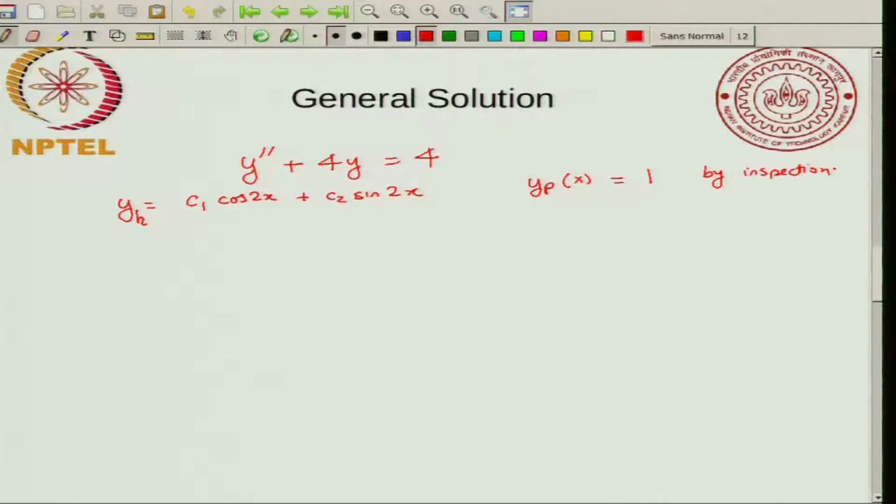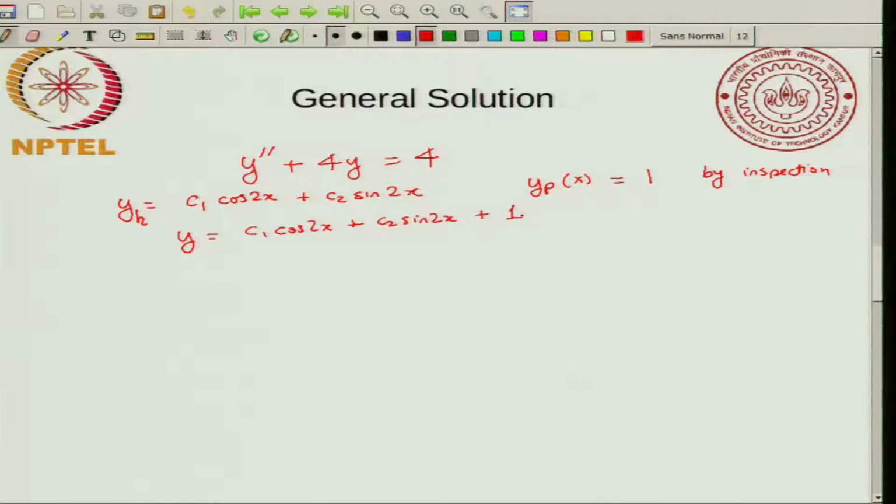Okay, we will come later to show you how it is possible to choose this in a more reasonable way, but if you just use this by inspection, we can choose this as the particular solution. So the general solution y looks like C1 cos 2x plus C2 sin 2x plus 1. That is the general solution of this differential equation. And you can verify this.